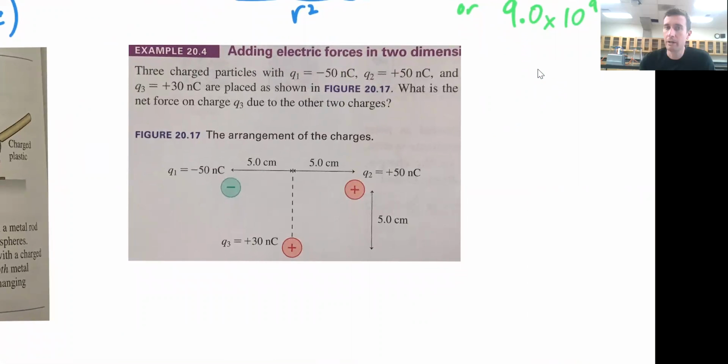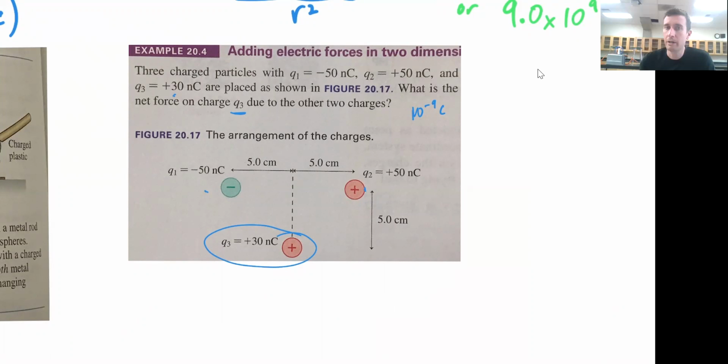Okay, so let's try to add some electric forces in 2 dimensions. So I have 3 charged particles with Q1 equals negative 50, Q2 is plus 50 and Q3 is plus 30, and all of them are in nanocoulombs. So a nanocoulomb is 10 to the negative ninth coulombs, right? So I'm going to take all those numbers times 10 to the negative ninth. What is the net force on charge Q3, so that's this one, due to the other 2 charges?